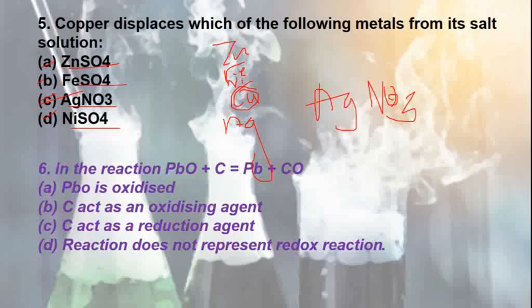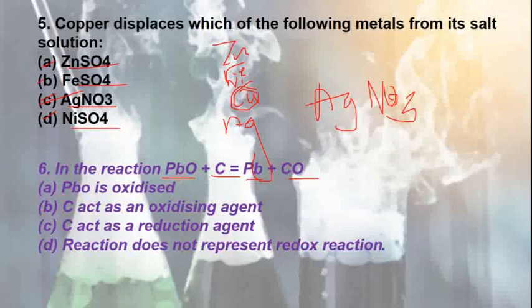Here is the question: in the reaction PbO plus C gives Pb plus CO. We need to select the option which is right. The options are: PbO is oxidized, C acts as an oxidizing agent, C acts as a reducing agent, and the reaction does not represent a redox reaction. So you need to answer this question.